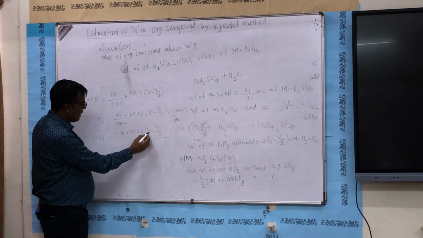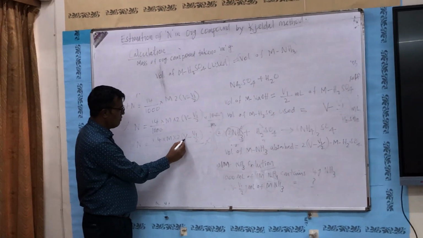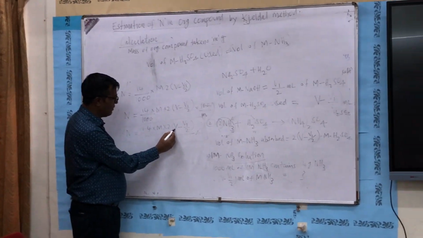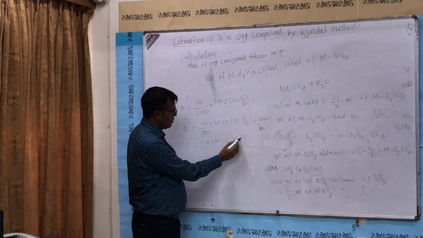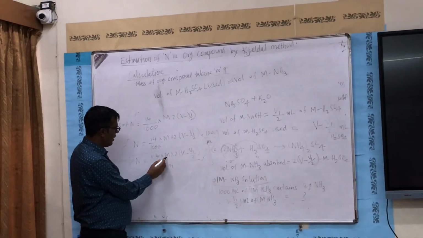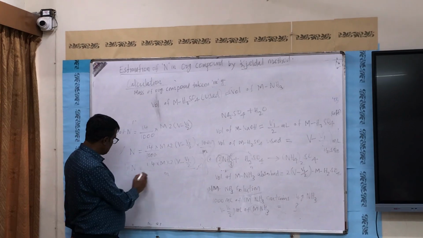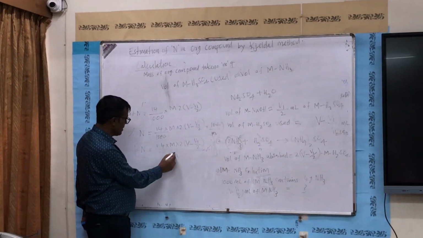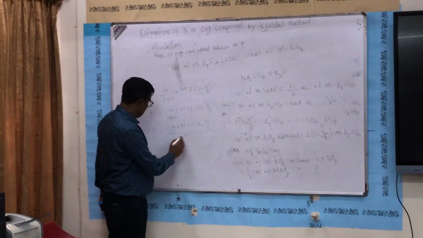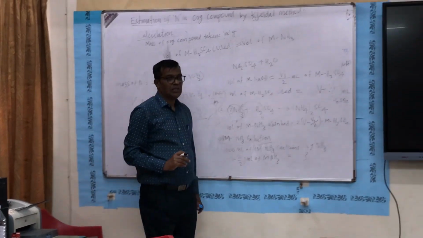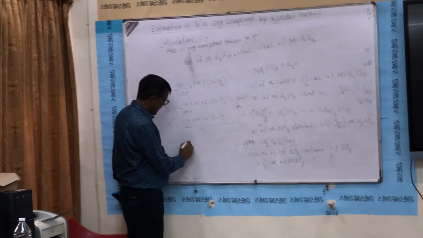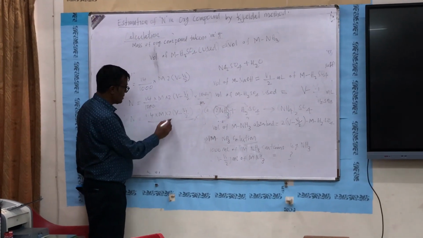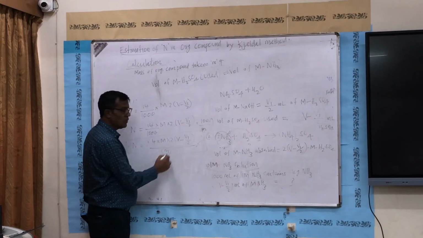And what are the notations for these things? Volume of sulfuric acid taken, volume of sulfuric acid used, and then M is the molarity of the sulfuric acid. Just substitute everything. This is the mass of the organic compound. Then they can get the percentage of it. But the same problem: if standard acid, sulfuric acid is taken, this 2 and 2 should come.